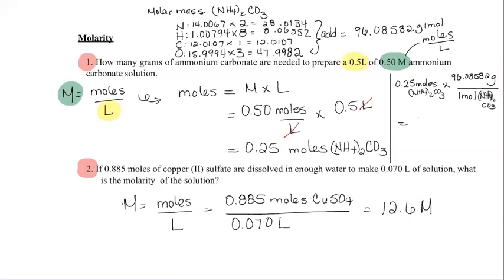So your calculator display shows you 24.021455, but we need to round to one sig fig. And the reason why we round to one sig fig is because of this value. So the final answer is 20 grams of (NH4)2CO3.